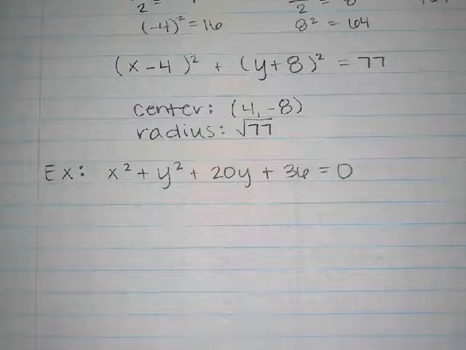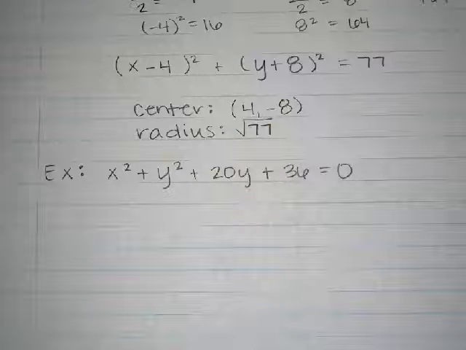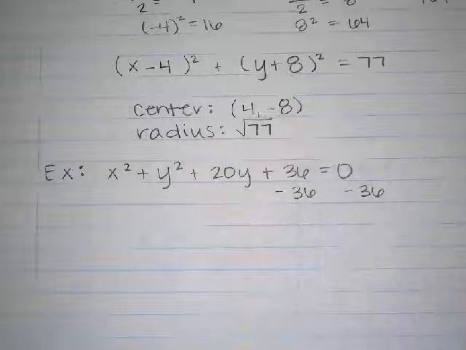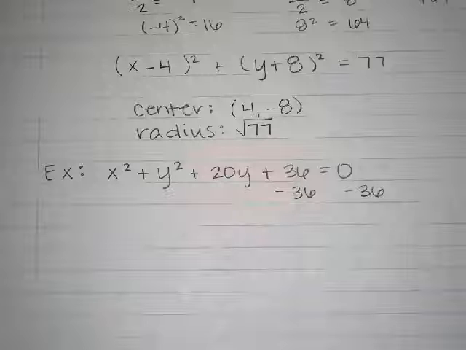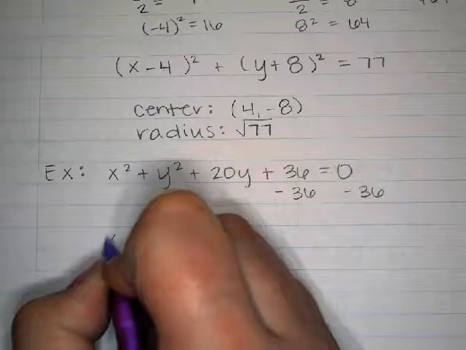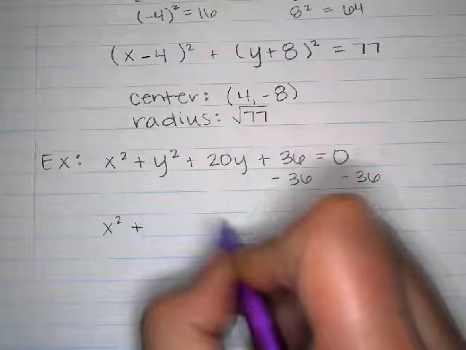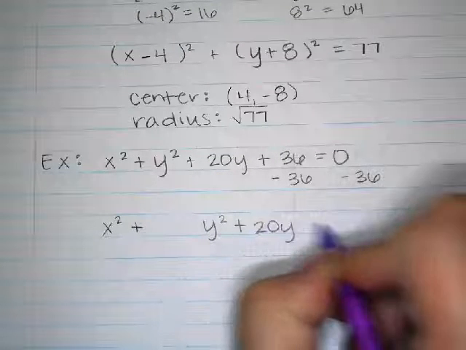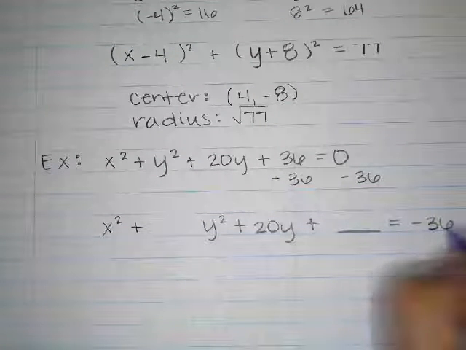Okay. So, what do I do first? Okay. And then what do I do? So there's only the x squared, so that's all by itself. And then we've got y squared plus 20y plus blank equals negative 36.